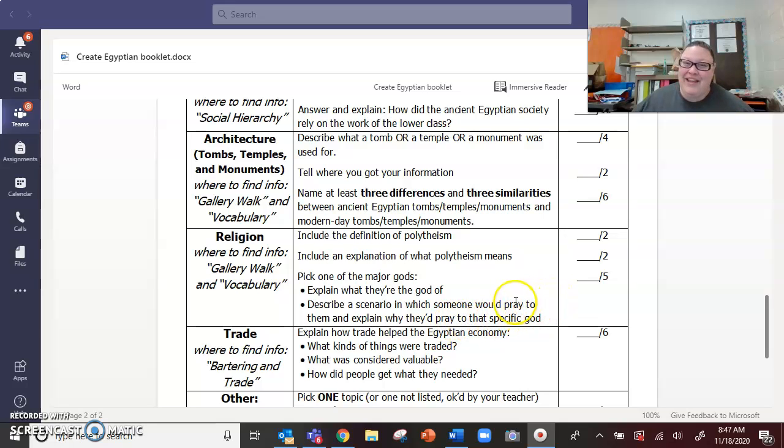You've already done something like this. Use that in the, whoops, it's not gallery walk and vocabulary. I will change that. It is the gallery walk and the religion activity. You're gonna use the gods there to, oh my gosh, my brain farted. You're going to use the information presented there to help you explain what that God was the God of, and to help you figure out a scenario where someone would pray to that God.